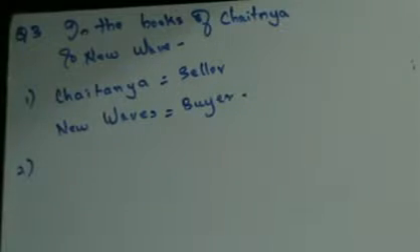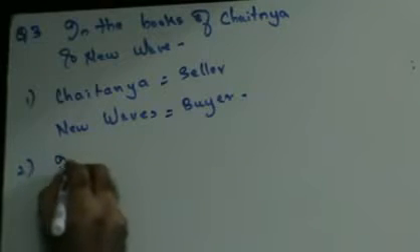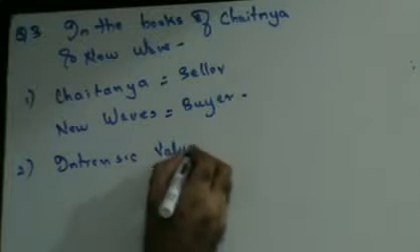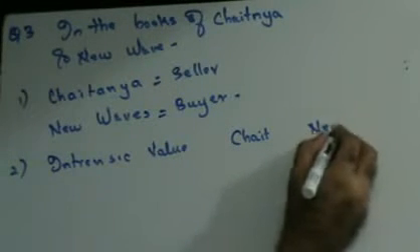Next. It was decided that holders of every 3 shares of Chaitanya were to receive 5 shares in New Wave plus as much cash as is necessary to adjust the rights of the shareholders of both the companies in accordance with the intrinsic value. Let's find out the intrinsic value. In intrinsic value you have Chaitanya and New Wave.